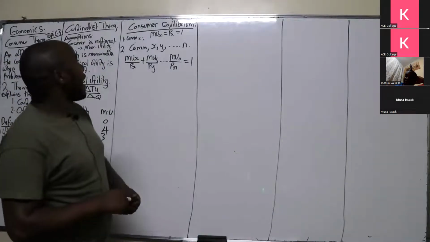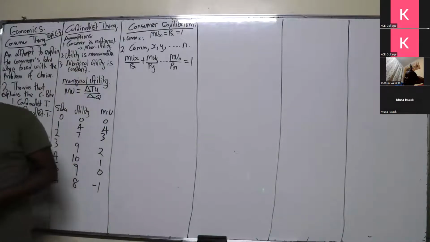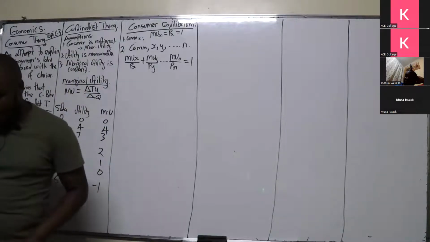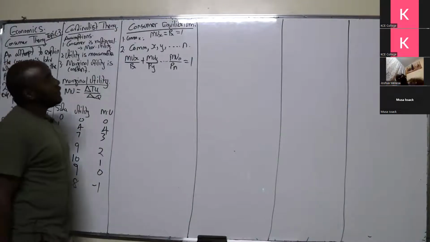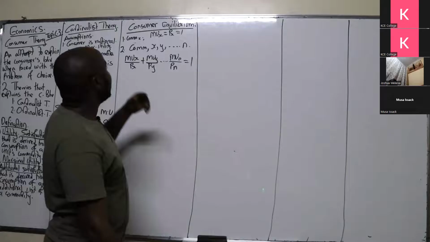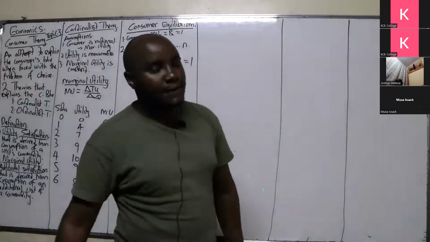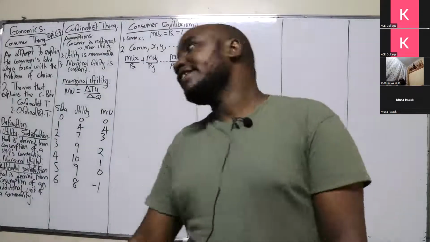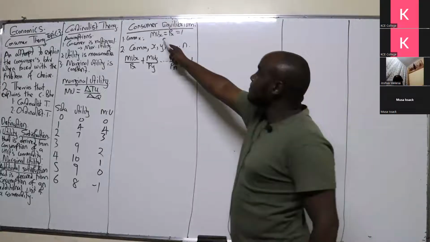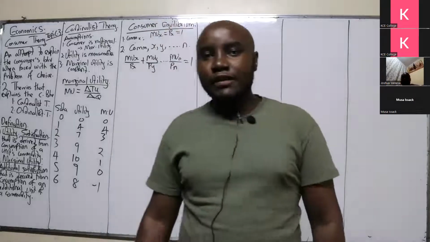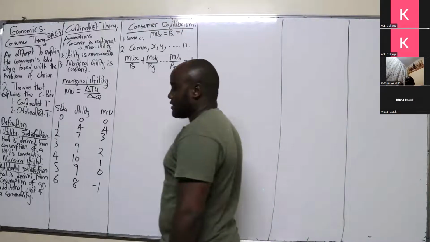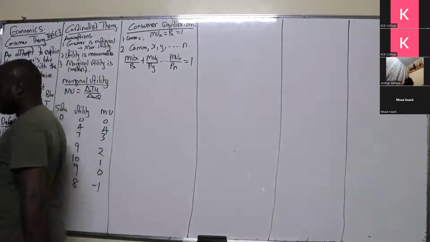And that's how consumer equilibrium applies in a situation where we are talking about the Cardinalist theory. Are you together? Yes. So unless you are satisfied, that's when you will spend. Are we together? Yes.